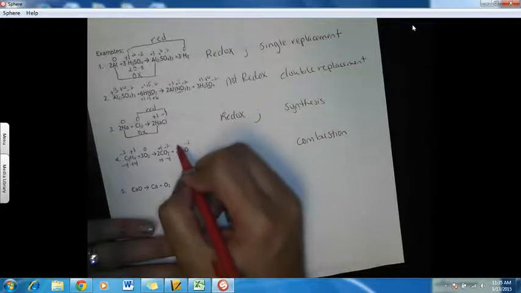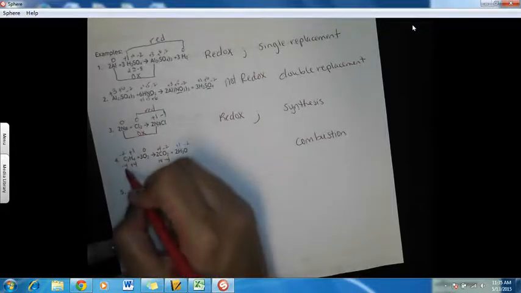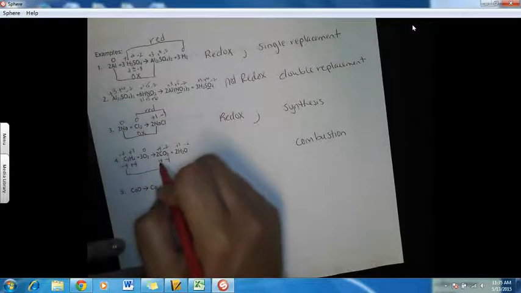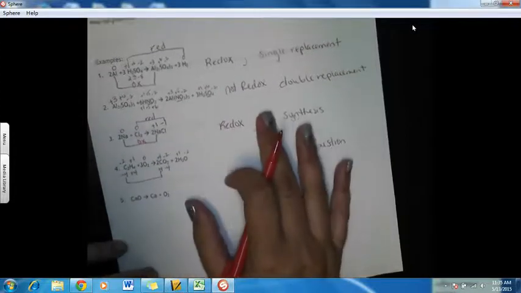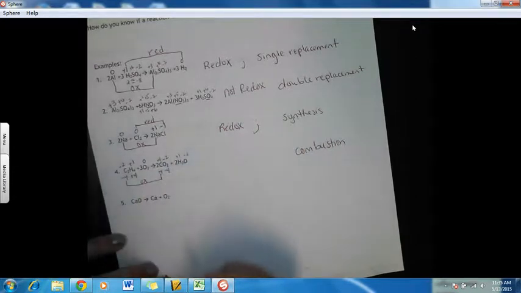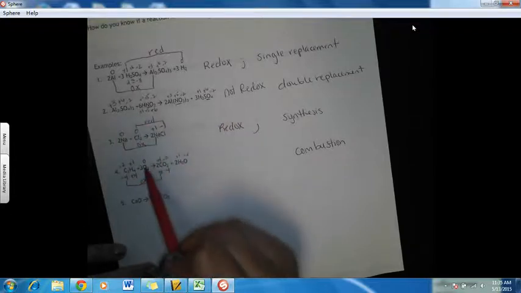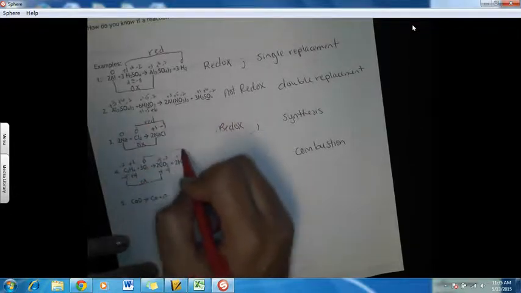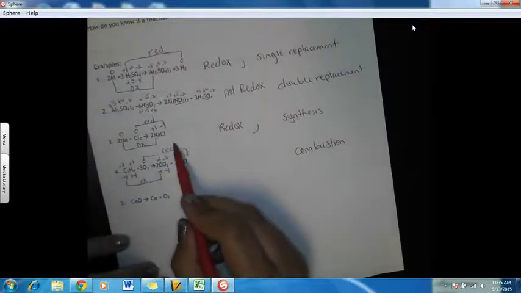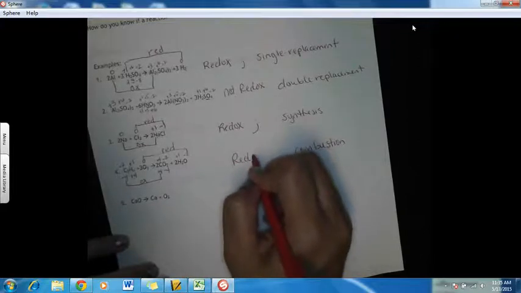Well, let's see what happened. Carbon went from negative 4 to positive 4. So that went up, right? An increase, remember, is an oxidation. Right? Let's see what else happened. Oh, oxygen went from 0 to minus 2. That went down, so that's a reduction. So we had a redox reaction. So combustion is also a redox reaction.